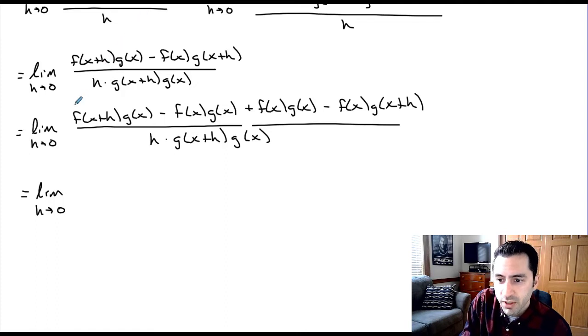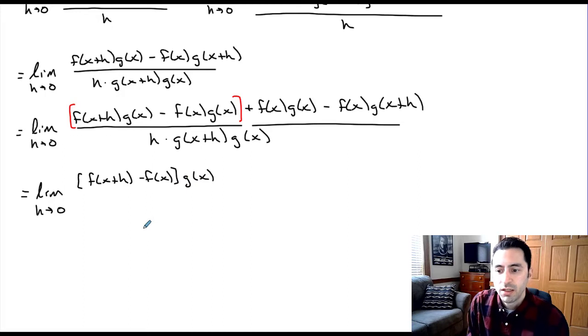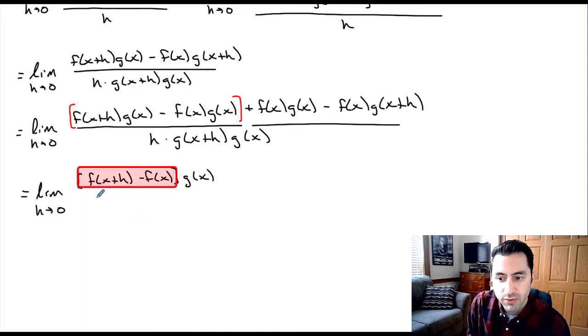So we can group these up. So let's look at these first two terms. These first two terms, they both have a g of x in them. So let's factor that out. So if we do that, we're going to be left with f of x plus h minus f of x, and this is being multiplied by g of x. Okay, so this is kind of where we're going. In the brackets here, what I'm left with, this is the beginning of the difference quotient for f.